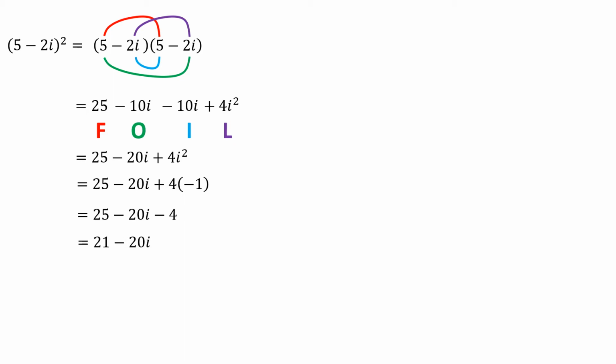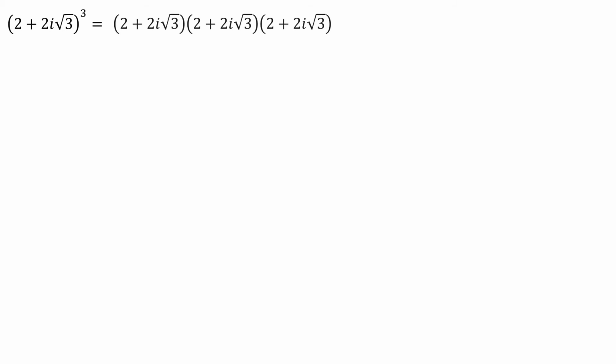Okay, one more example coming up, and I gotta slow down. Notice on this example, the exponent is a 3. So I need 3 of those equal factors, right? I need 3 of those 2 plus 2i root 3s. So how do I multiply?